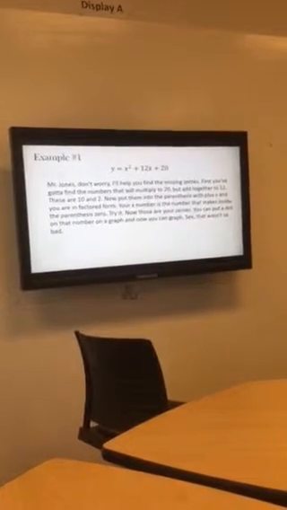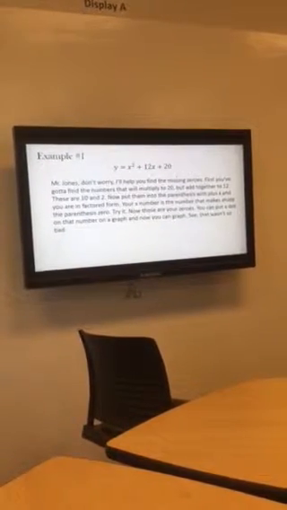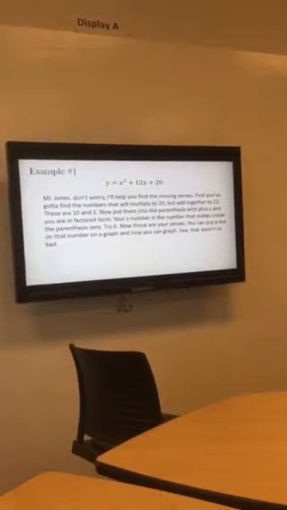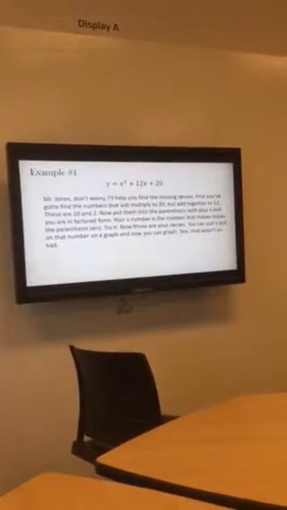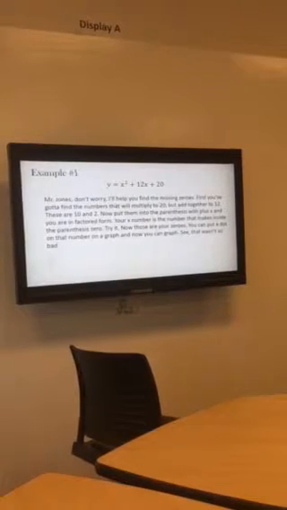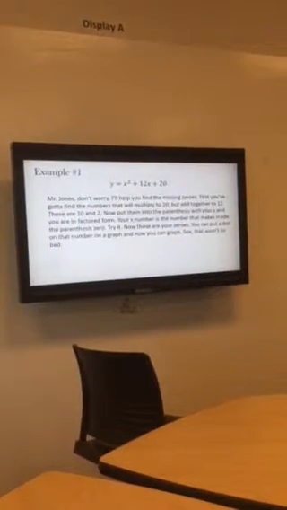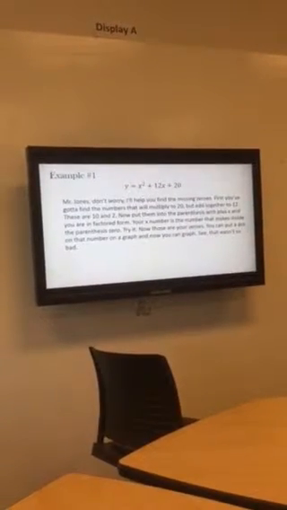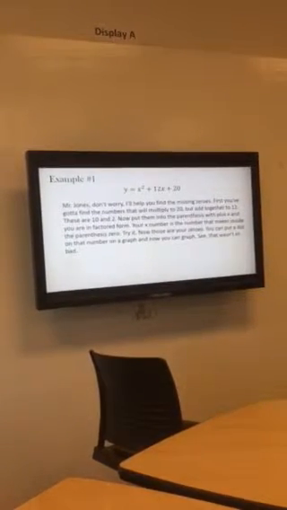Mr. Jones, don't worry. I'll help you find the missing zeros. First, you've got to find the numbers that will multiply to 20, but add together to 12. These are 10 and 2. Now put them in the parentheses with a plus x, and you are in factored form. Your x number is the number that makes inside the parentheses 0. Try it. Now those are your zeros. You can put a dot on the number on the graph, and now you can graph. See, that wasn't so bad.